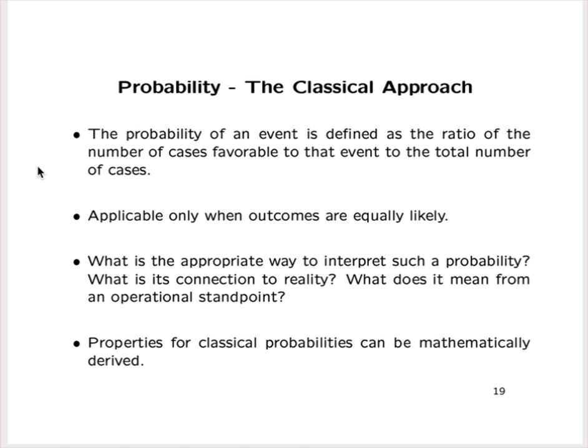And so under this classical approach, the probability of an event is defined as the ratio of the number of cases favorable to that event to the total number of cases. Another way to say that is that the probability of an event calculated using the classical approach is going to be equal to the number of ways that that event can occur divided by the total number of possible outcomes.